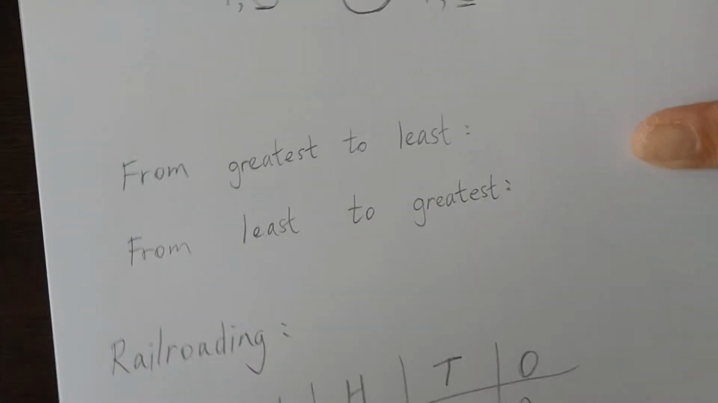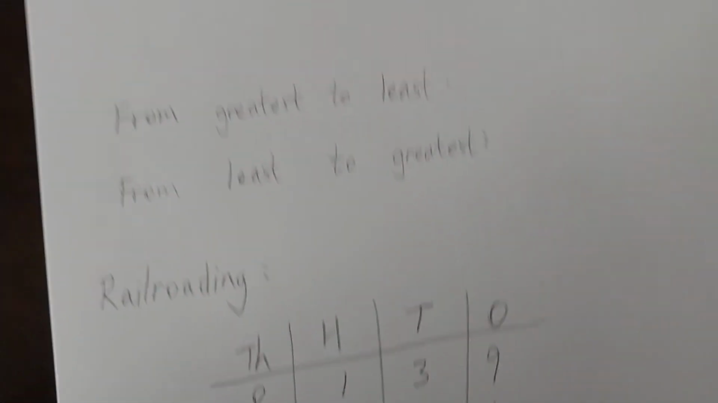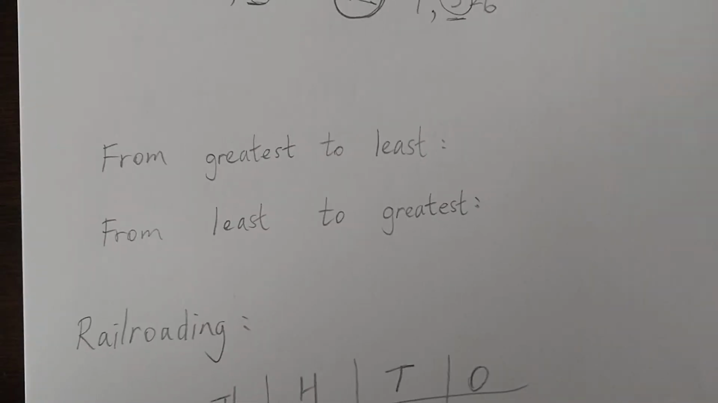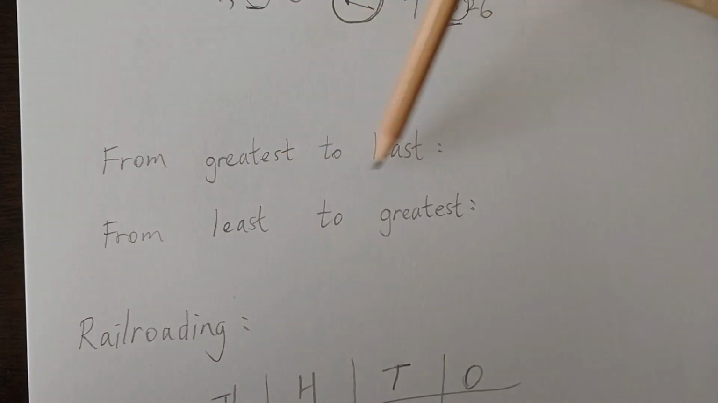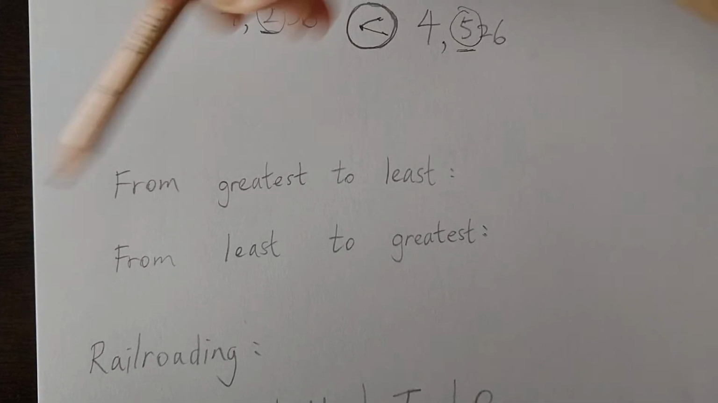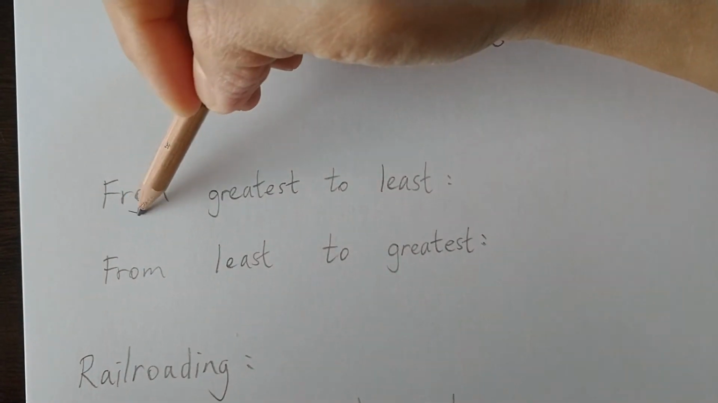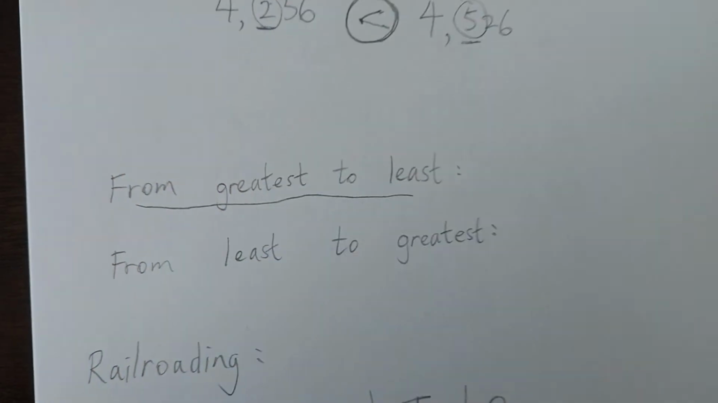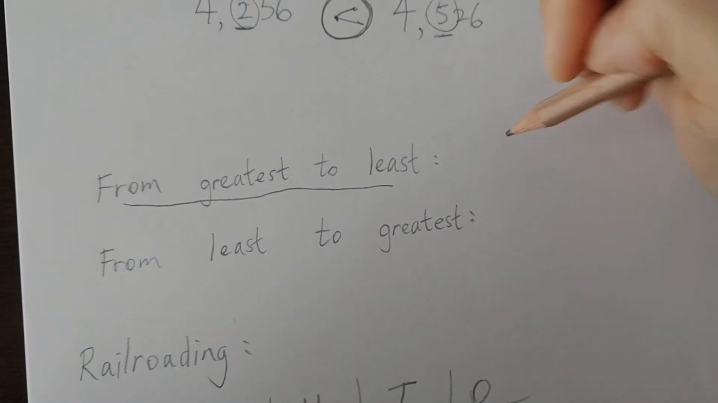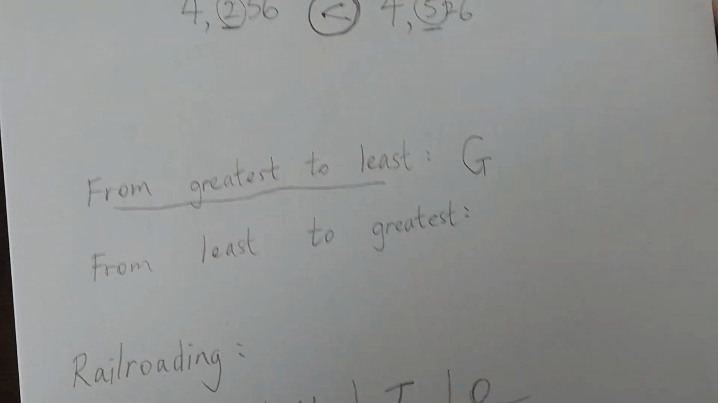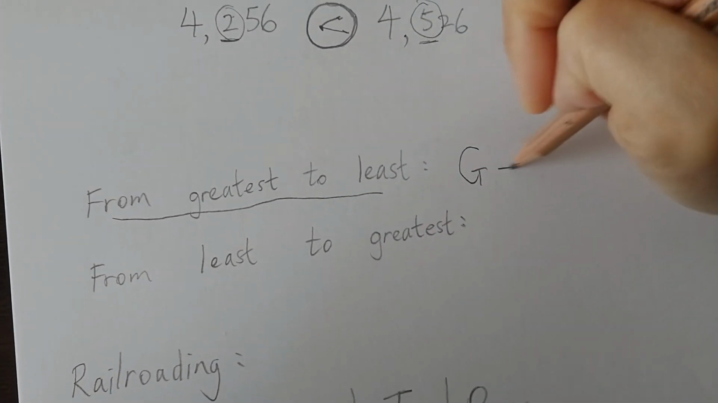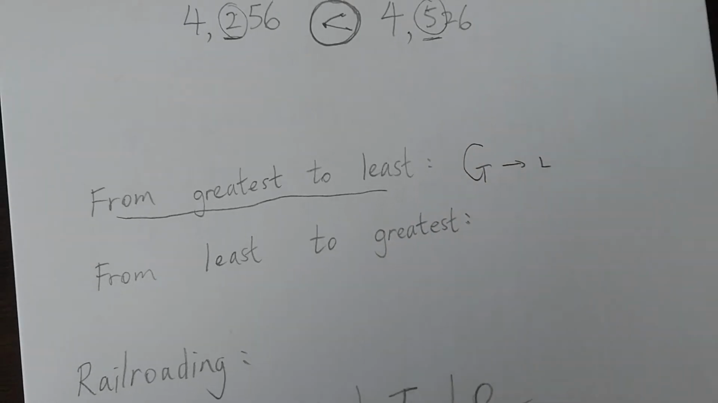Now let's talk about ordering numbers. When we do ordering number problems, I always remind my students to underline what they are looking for. If the question says from greatest to least, they need to underline from greatest to least and write a big G, capital G, an arrow, and a small L.